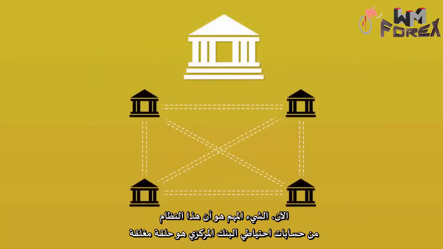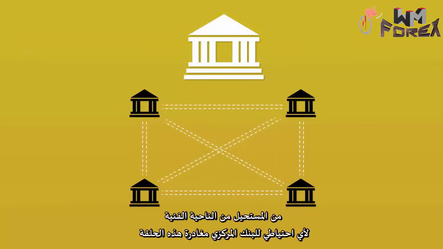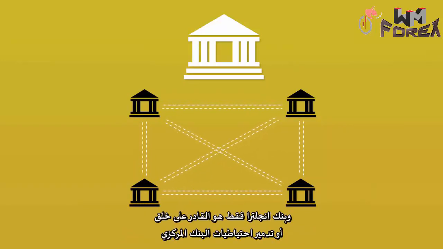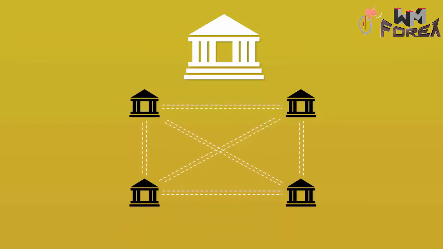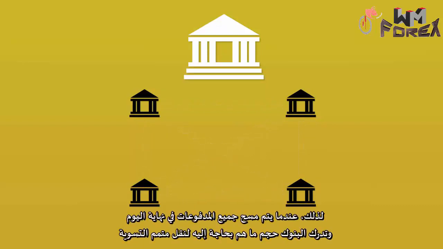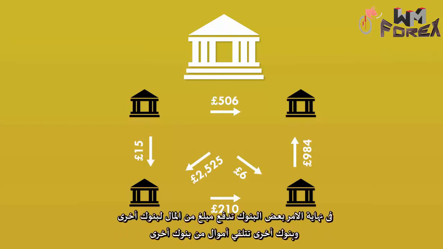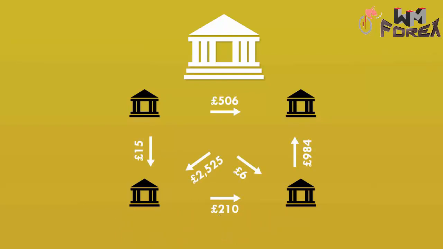Now, the important thing is that this system of central bank reserve accounts is a closed loop. It's technically impossible for any central bank reserves to leave the loop, because central bank reserves are by definition numbers in accounts at the central bank, and only the Bank of England is able to actually create or destroy central bank reserves. So when all the payments are cleared at the end of the day and the banks find out how much they actually need to transfer to settle up, some banks will end up having to pay money to other banks and other banks will end up receiving money from other banks.